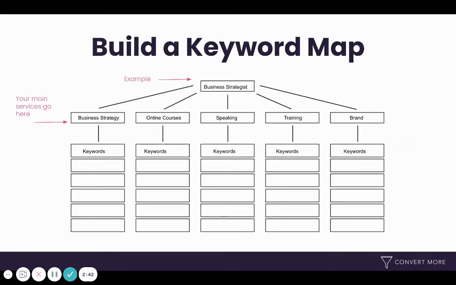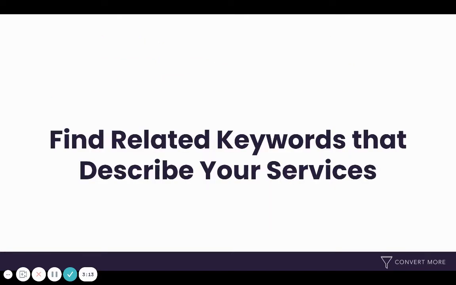I like to start at the beginning by building a keyword map. And then think about, here's an example of business strategy, and think about what your business is, and then jot down what services you offer within this business. And then from that, you can start building keywords under each different service. It helps you map it out in your head, and it helps you organize all of your different keywords around your services. Now, there's lots of different ways that you can find related keywords that describe your services.